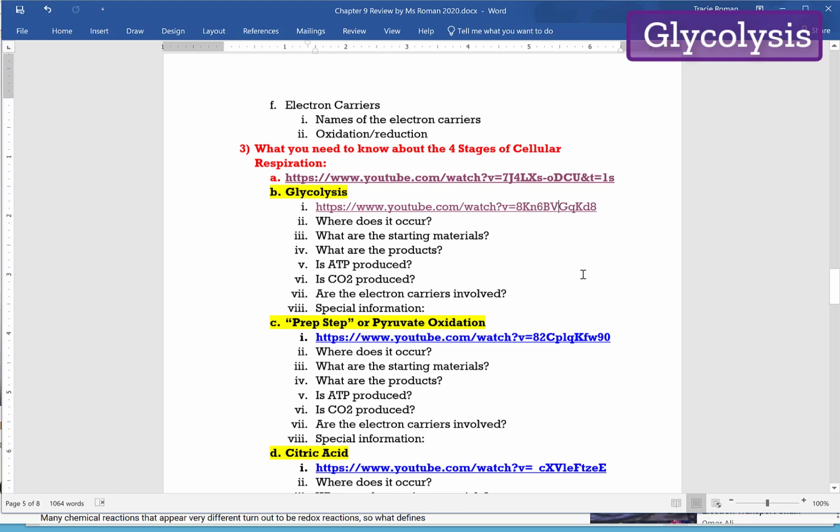All right, pyruvate oxidation is the part of cellular respiration that moves all the reactions into the mitochondria.